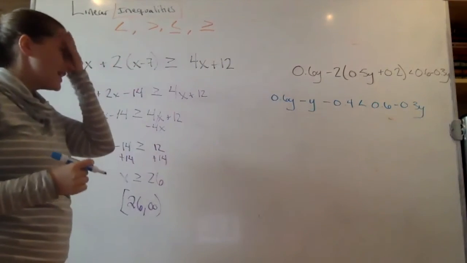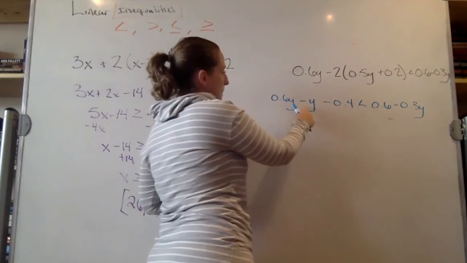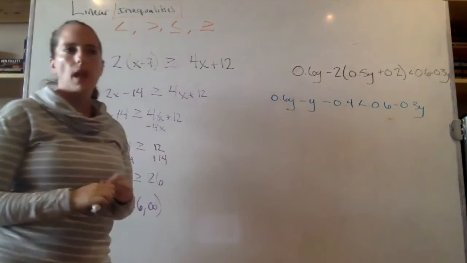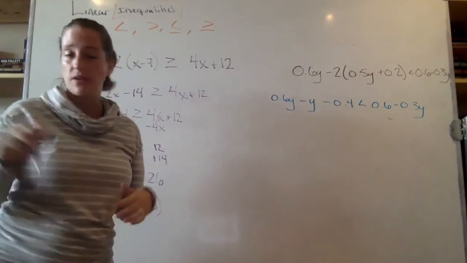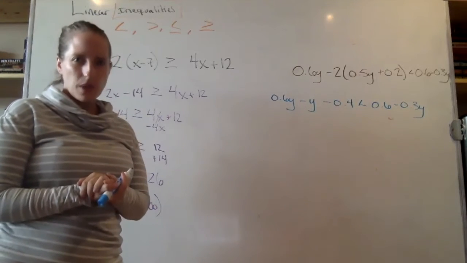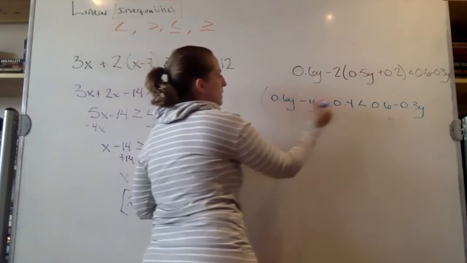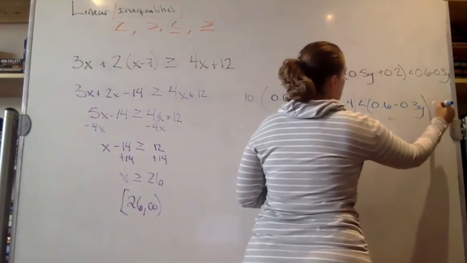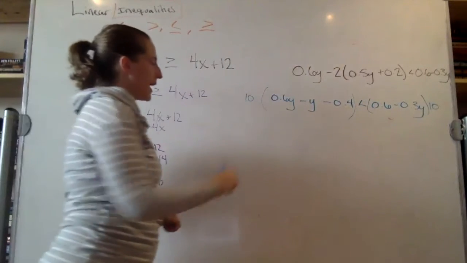Okay, let's collect like terms. I've got 0.6y minus y. Here's a little hint or a little trick. You can work with these decimals, that's perfectly fine. You have a calculator, you can use your calculator. However, if you don't want to work with the decimals, multiply everything in this problem by 10. In other words, multiply both sides of this inequality by 10. I'm multiplying by a positive number, I don't need to switch directions. When I do that, look at what happens.